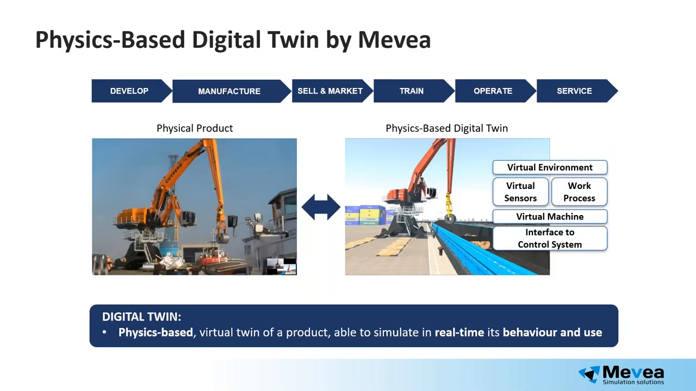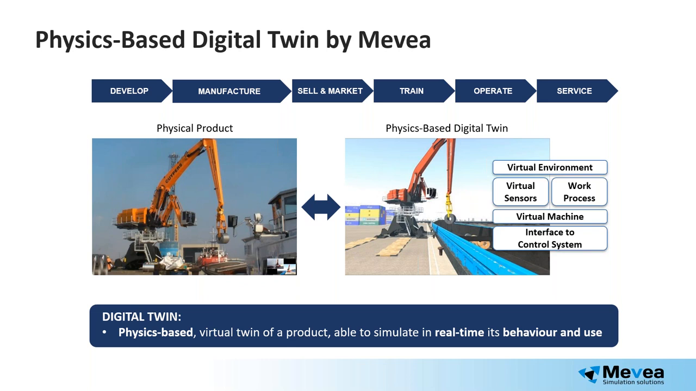Now, there are many definitions of digital twins around. The market has various versions of digital twin, but our twins are physics-based, so they can be used independently of a physical product. This means that you can use it in product development way before your physical product is ready.